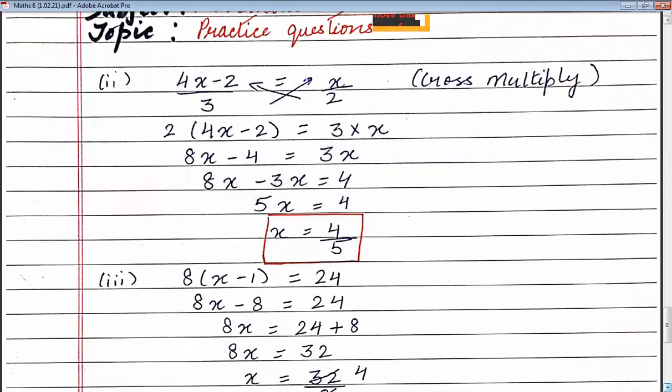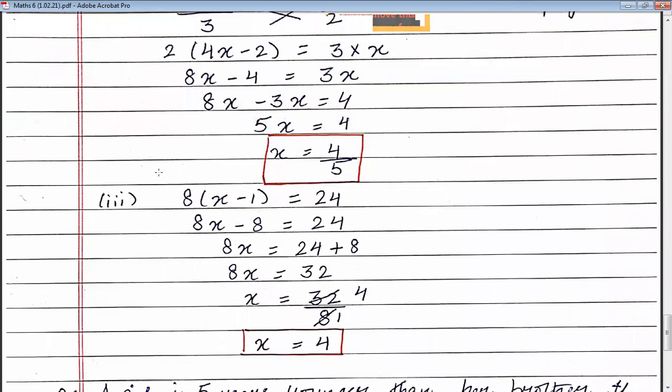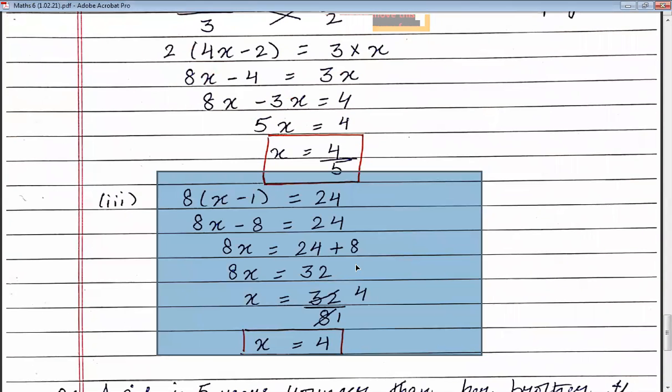Let's move on to our third part of the question, that is 8 times (x minus 1) is equal to 24. Now children, in this one, first use the distributive property. 8 will be multiplied with x as well as 8 will be multiplied with 1. So after multiplication, you will get 8x minus 8, which is equal to 24.